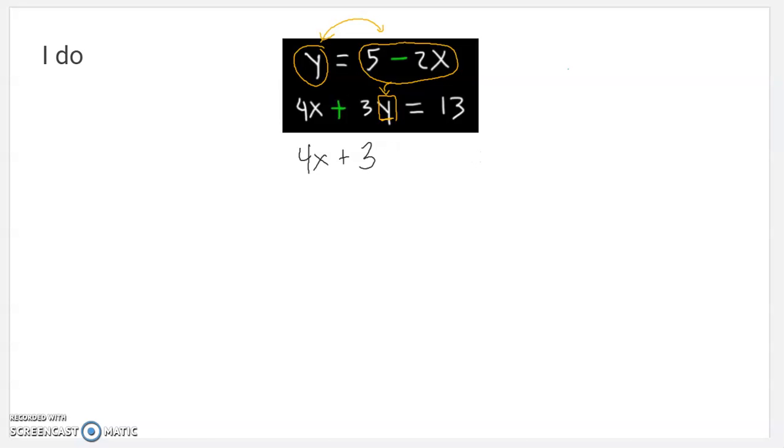So let me show you how to set that up one more time, because I know that's a big step. So I'm going to rewrite my standard form equation here in the bottom, 4x plus 3, except now I'm going to replace y with this expression here that y is equal to.